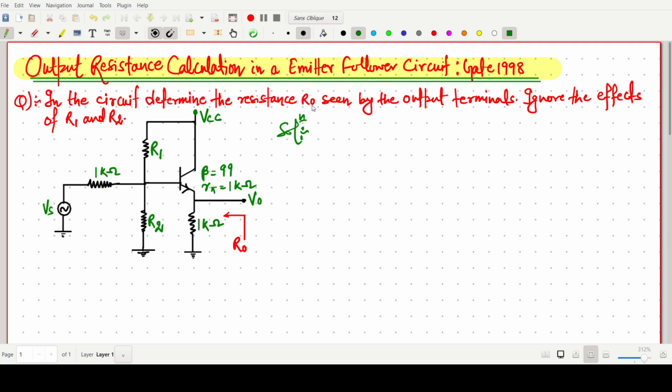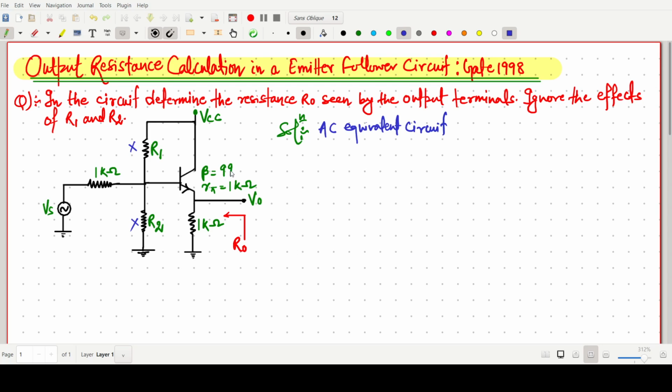In this question, we have to find R naught, the output resistance to the output terminal, and we have to ignore the effect of R1 and R2. So we have to remove this R1 R2 term. First of all, we have to draw the AC equivalent circuit.